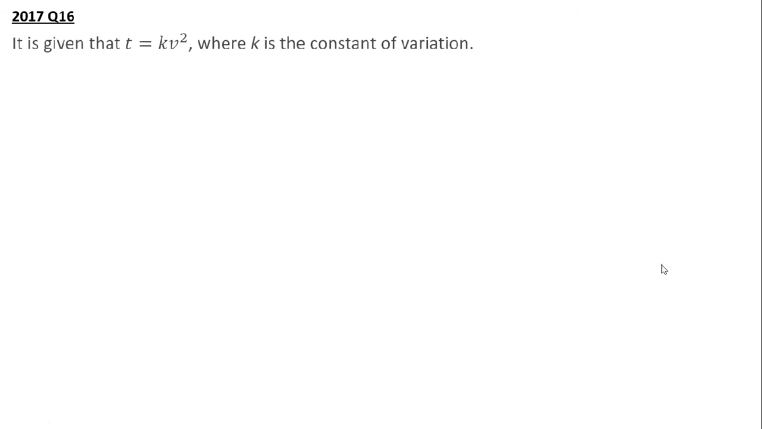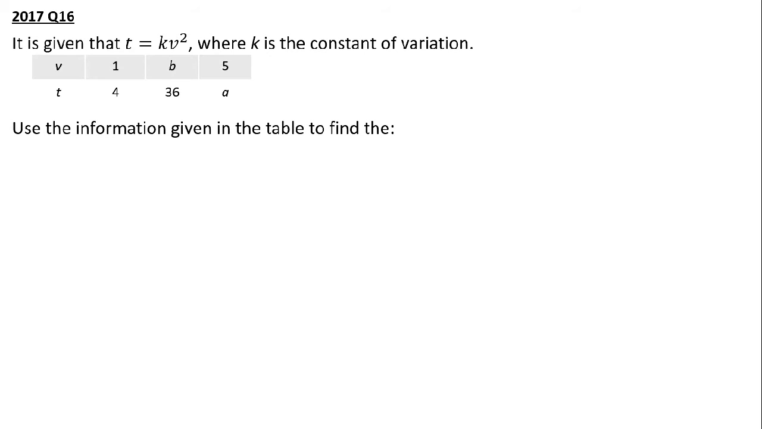2017. It is given that t equals kv squared, where k is the constant of variation. We are given a table there. Use the information given in the table to find the value of k, to find the value of a, and to find the value of b. So we'll take it step by step.